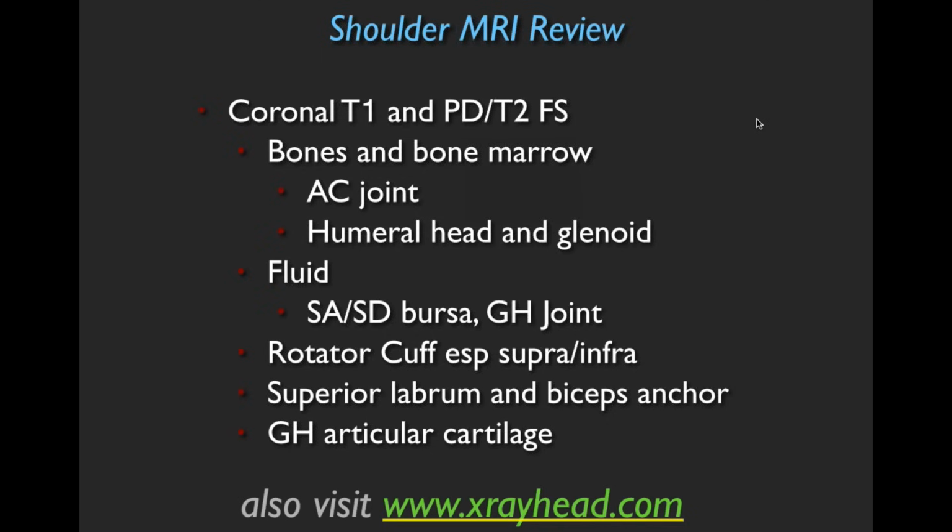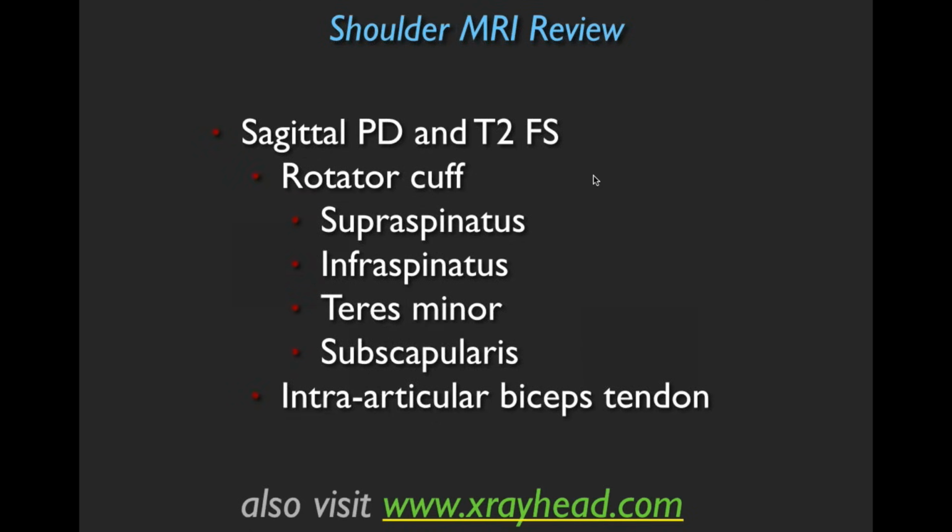So that's been a quick and somewhat incomplete, admittedly, review of shoulder MRI. Again, what I do is I tend to look at the coronal T1s and proton density or T2 weighted images with fat suppression first, really focusing mainly on the bony anatomy and fluid and the rotator cuff, getting a glimpse of the biceps, anchor, and superior labrum.